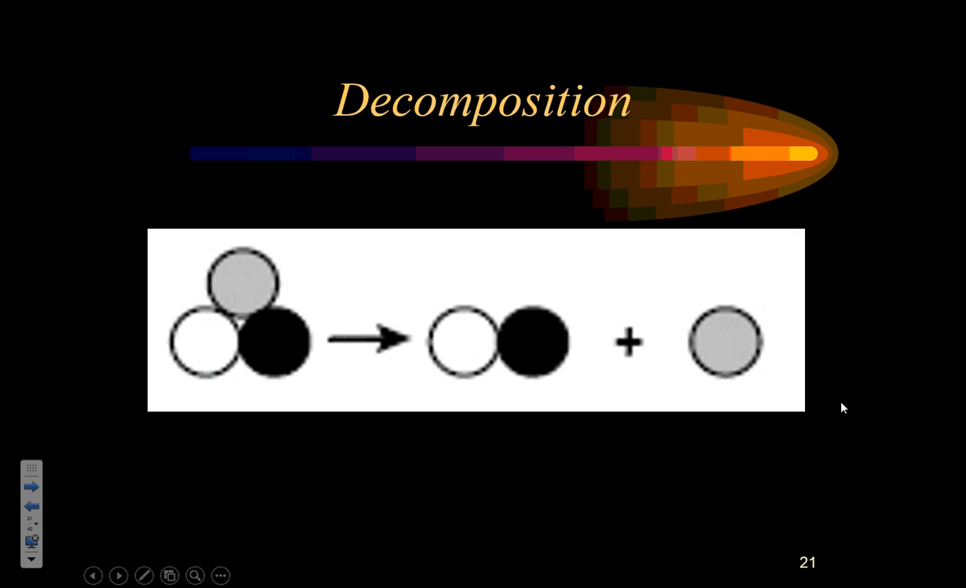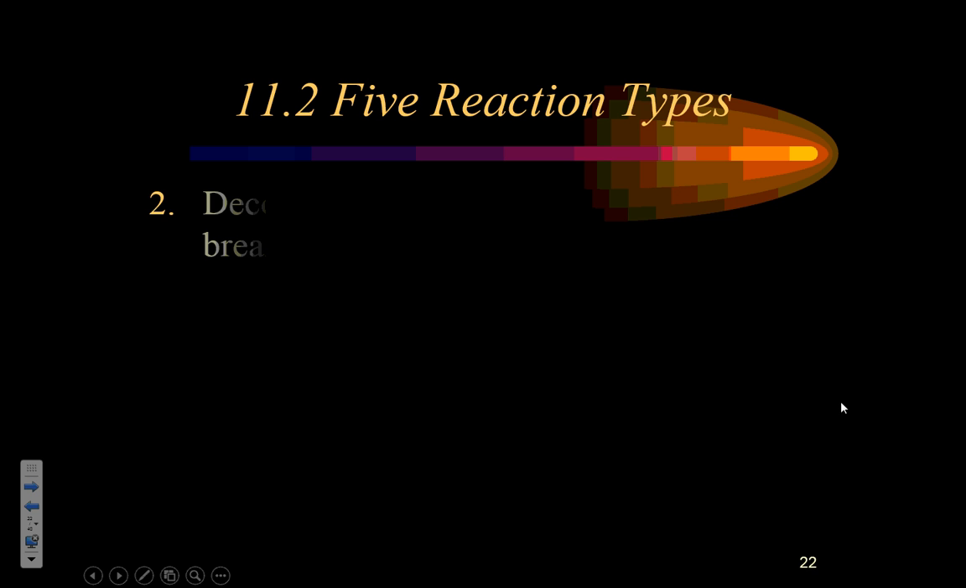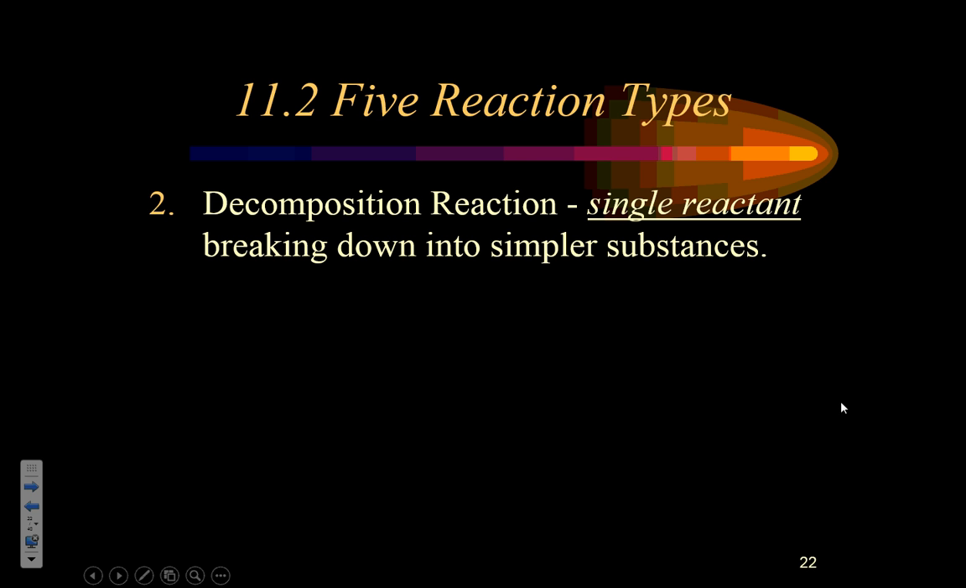Now, next type we're going to look at is the decombustion reaction. I'm sorry, decomposition reaction. Decomposition is exactly opposite of synthesis. Instead of making one product, we start with one reactant and it decomposes into simpler substances. So the decomposition reaction is a single reactant breaking down into simpler substances. So one reactant, more than one product. So this would be a general formula for a decomposition type reaction.